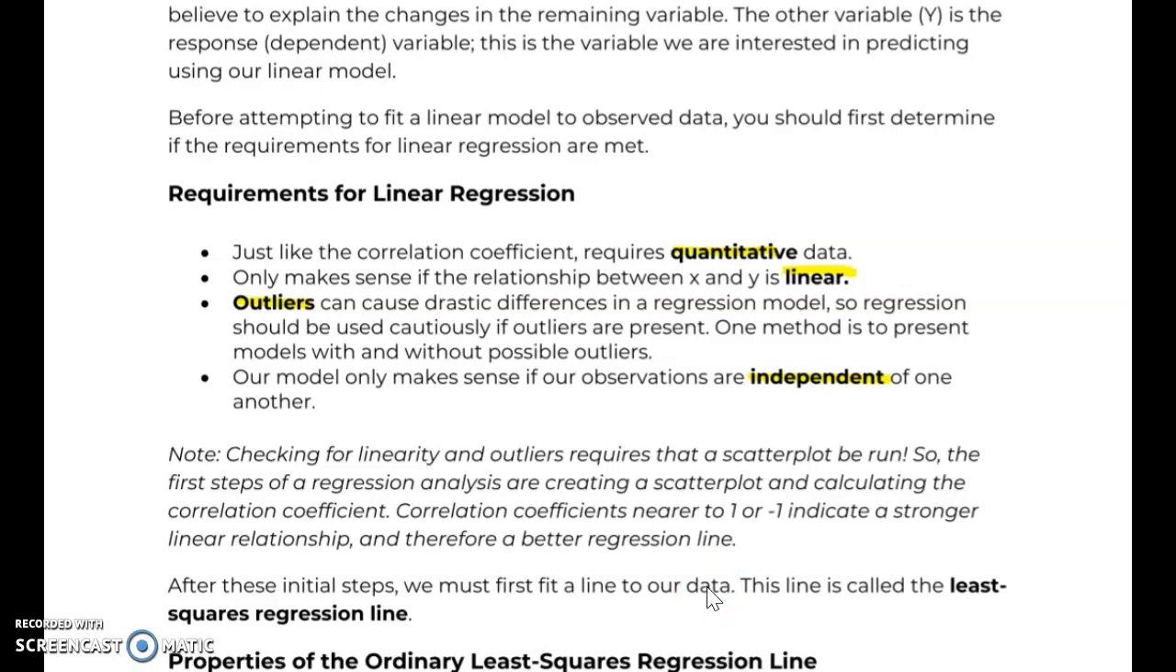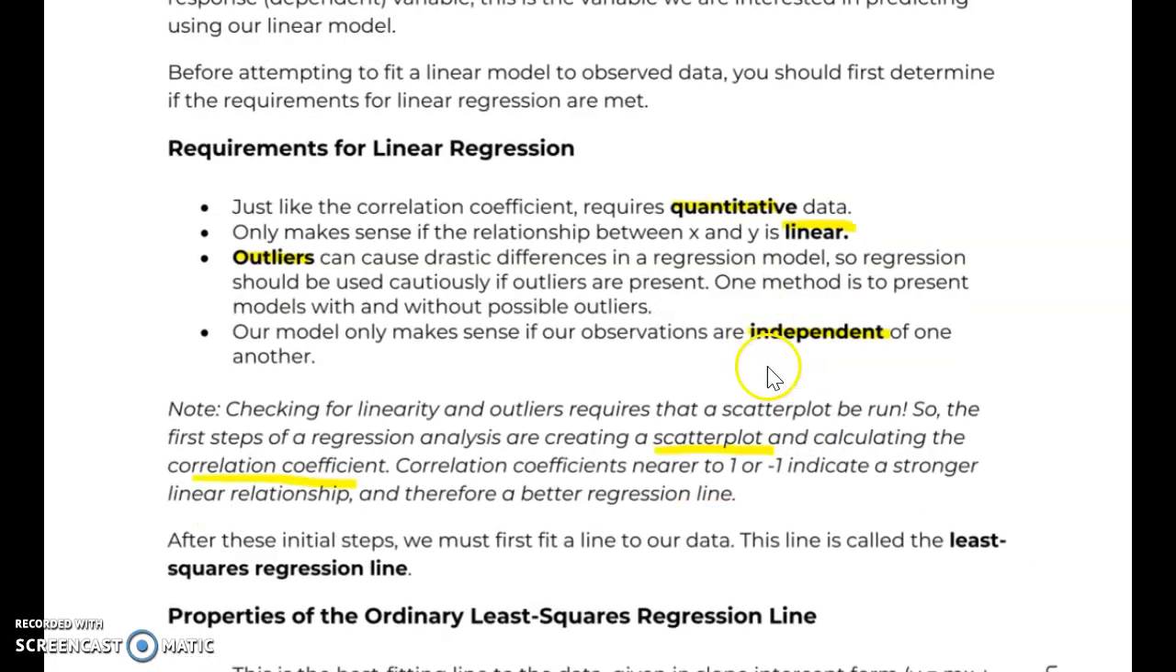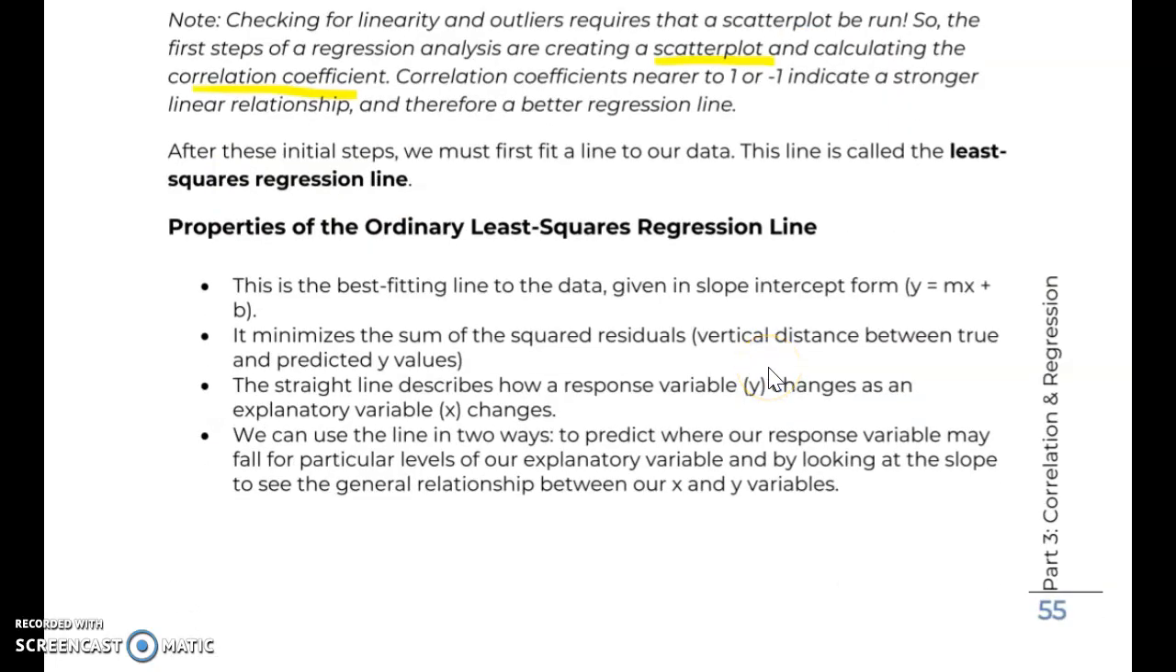As before, the first step to our regression analysis is to create a scatter plot and calculate the correlation coefficient, and values that are close to 1 or -1 indicate a stronger linear relationship and therefore a better regression model. After we do those first steps, we will fit a line to our data. This is called the least squares regression line. It's called the least squares regression line because it reduces the squares of the differences from each value to the line.